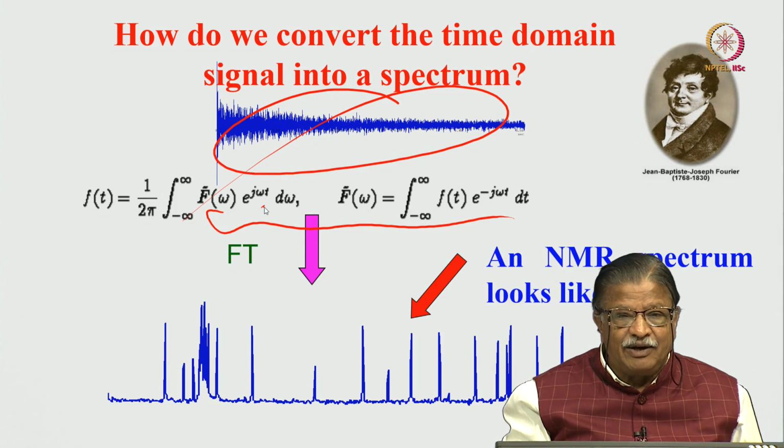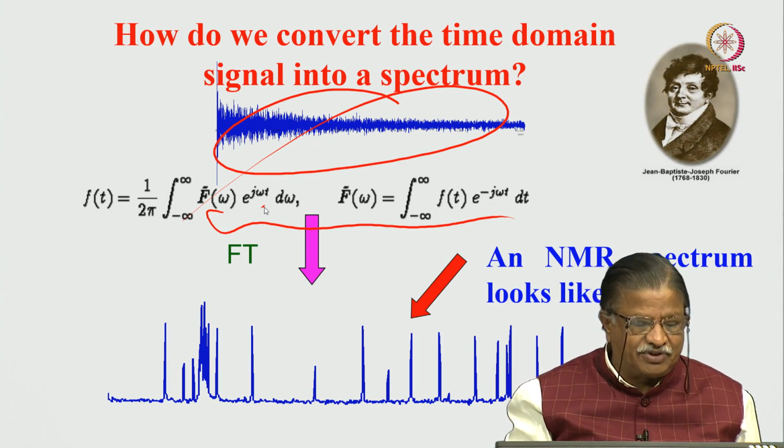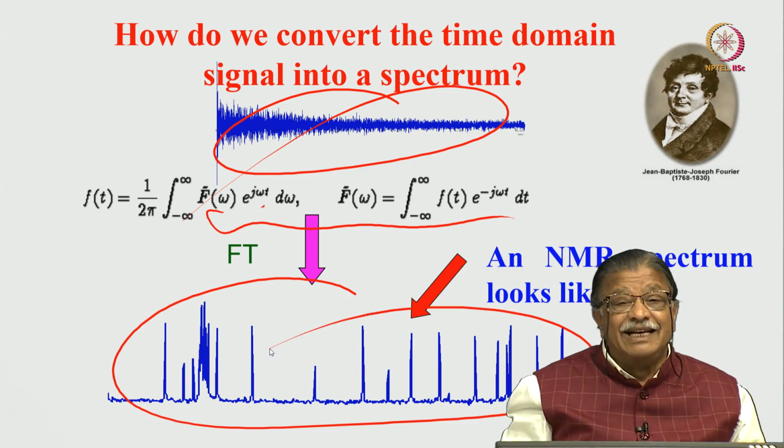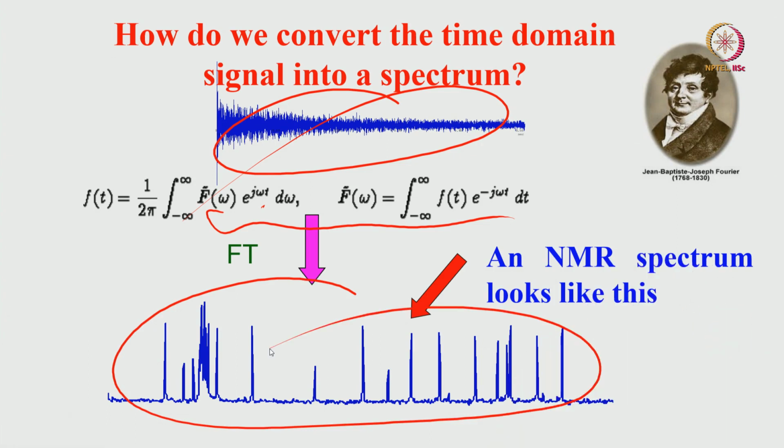And then when you do that conversion from time to frequency by Fourier transformation, you get a spectrum like this. This is what you really see when you record the NMR spectrum. This is what you are going to see, a real NMR spectrum. This is called a one dimensional NMR spectrum of a particular nucleus. I have taken the example of proton here. Let us say it is a proton NMR.